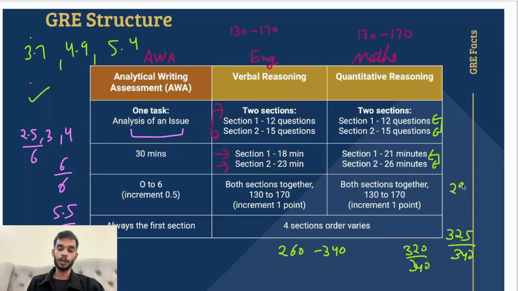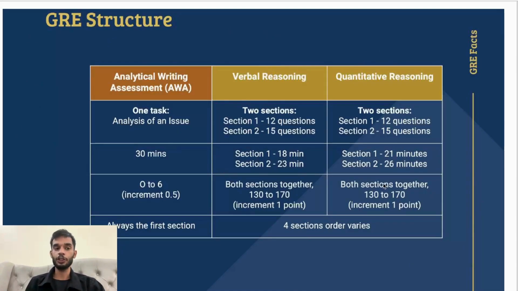You can get a score like 290 out of 345. You can get a score like 313 out of 340. So all these are acceptable scores in GRE. Next thing, and definitely you will get your individual scores also.